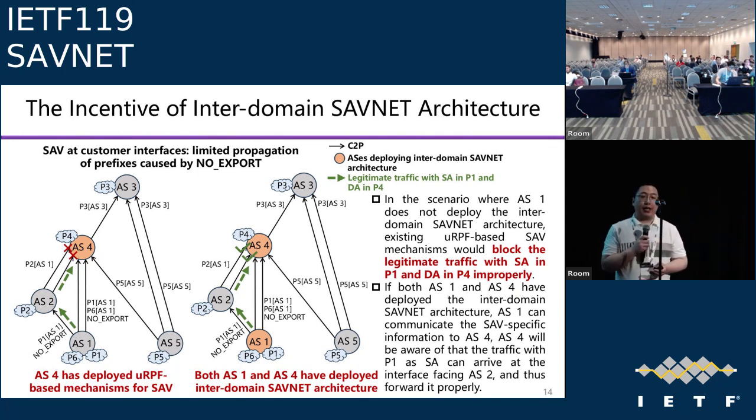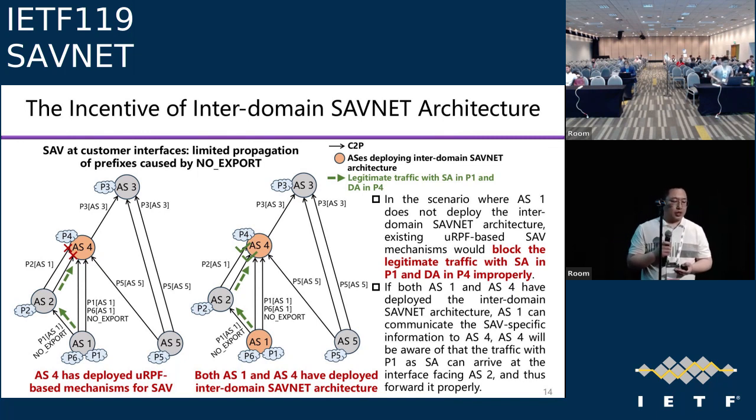In the scenario where S1 does not deploy the inter-domain SAVNET architecture, like the left figure, existing uRPF-based SAV mechanisms would block the legitimate traffic improperly. But if both S1 and S4 have deployed the inter-domain SAVNET architecture, like the right figure, S1 can communicate the site-specific information, P1, S2, to S4. S4 will be aware that the traffic with P1 as the source address can arrive at the interfaces facing S2. Then it can forward it properly.